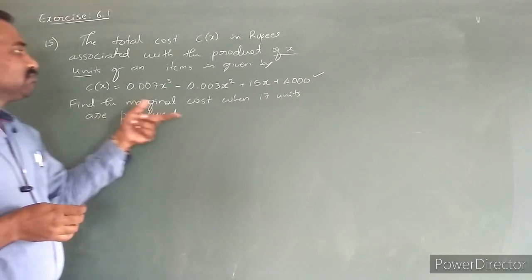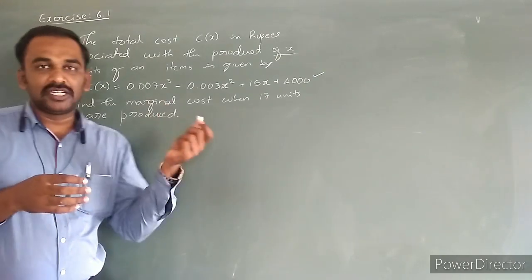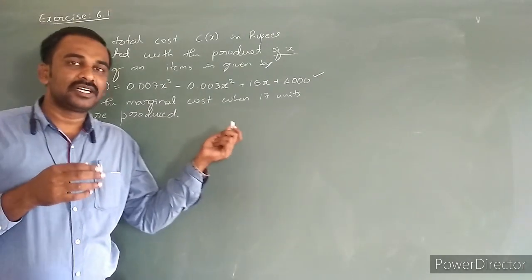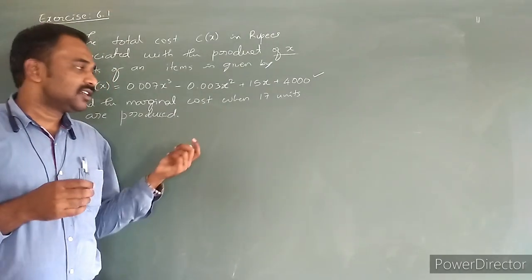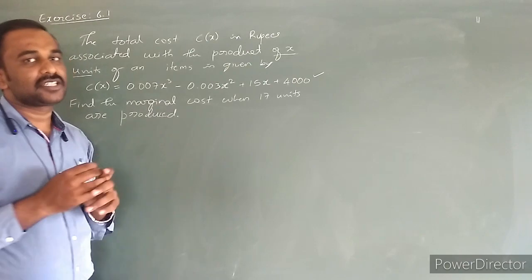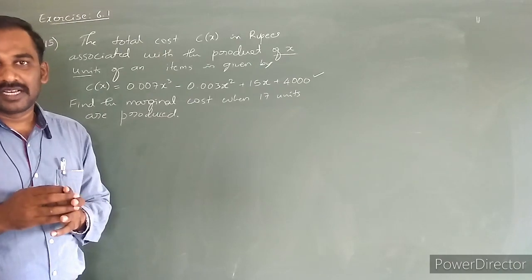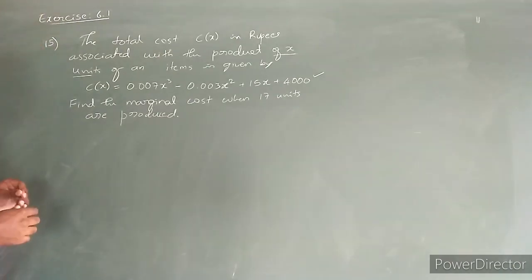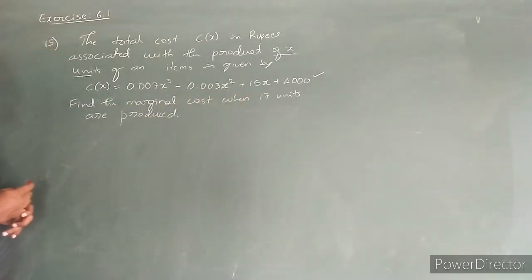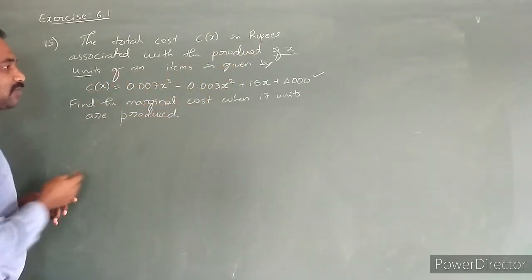Now we need to find the marginal cost. If you want to produce a single item, versus if you want to produce 100 items, which one is easier? If you produce more items, then the effort and cost per item will be less. For that reason, they are producing 17 units. So the cost function of producing x items is given. Now, what is the marginal cost?